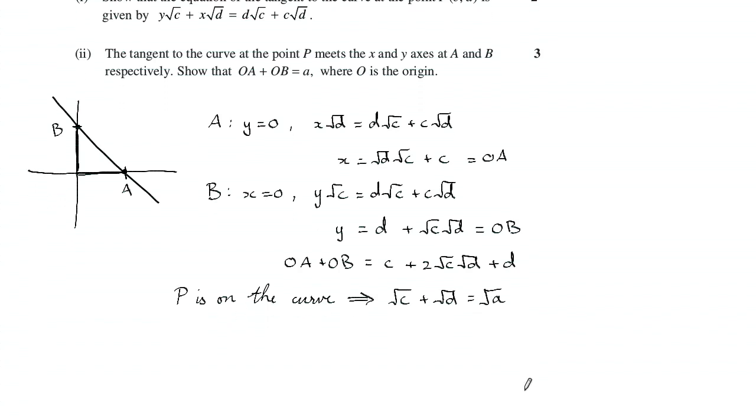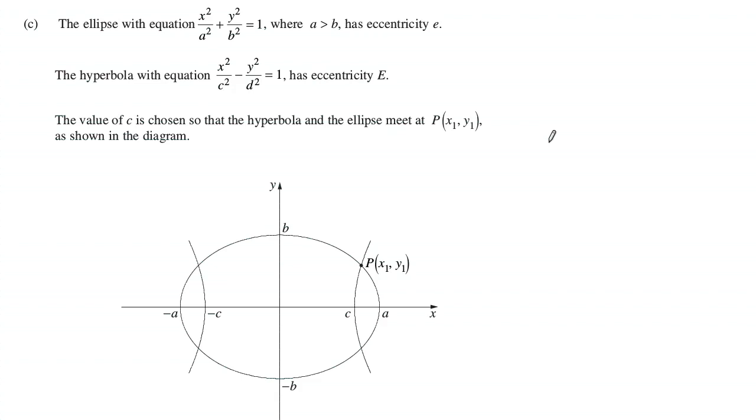So what we need to show is that that equals A. So what we could do is just take this equation and square both sides. And then on the left, actually let's just show what we're doing. And then that will become C plus 2 root C root D plus D when you expand it. And then we showed that that was OA plus OB. So that's it. Part C.